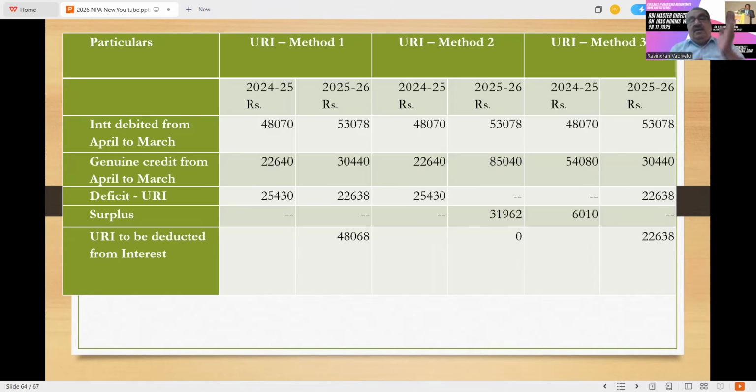In method 3, last year has got surplus, this year has got deficit. You cannot adjust the last year's surplus with this current year deficit. So the journal entry of removing this is debit interest, credit the borrower. When you pass the entry, it is debtor to interest. When you want to remove the interest, you have to debit the interest, credit the customer, credit the borrower. So this is with reference to unrealized interest.